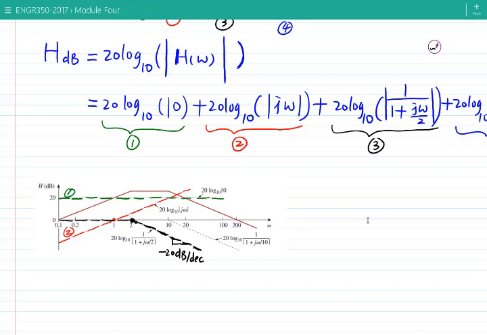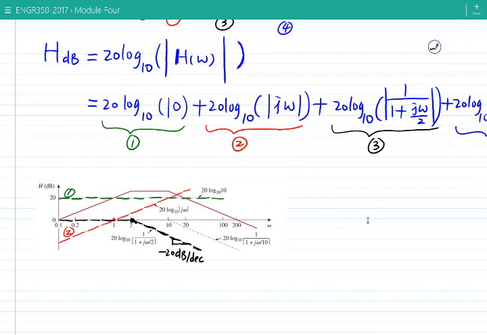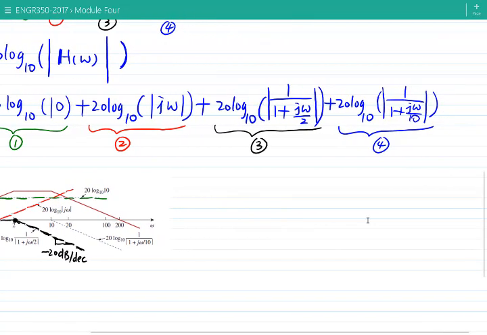So this is the so-called simple pole or first order pole. Okay, so let's look at the fourth factor. For the fourth factor, this guy is also the so-called first order pole or simple pole.